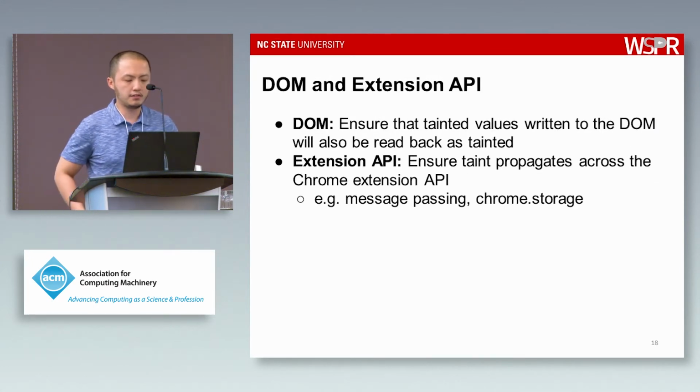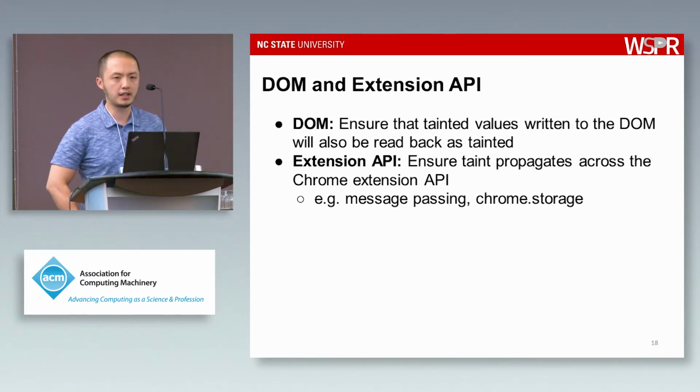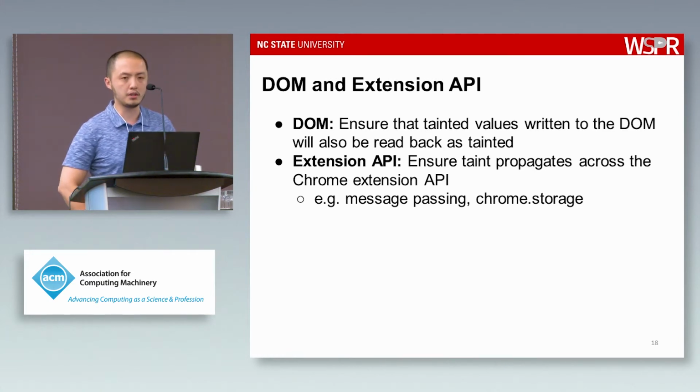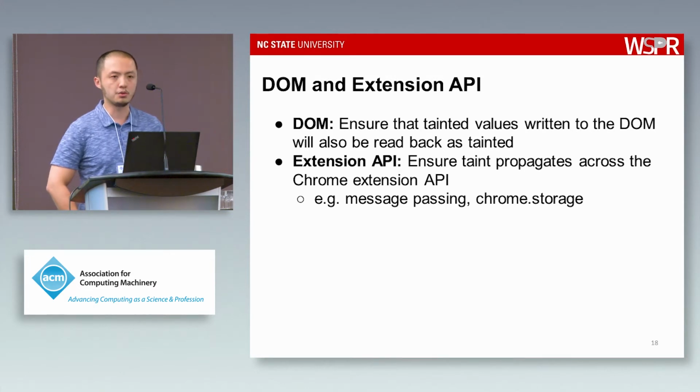So for the data flow paths that are not reflected at the JavaScript source level, so for those that are introduced by the DOM interface, we currently ensure that any tainted values written to the DOM will also be read back as tainted. And for the extension API, such as the message passing API and the local storage API, we modify their implementation so that they are taint aware.